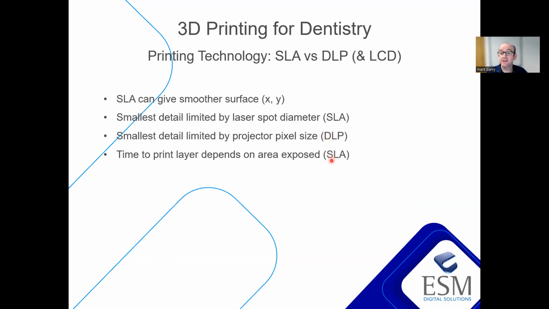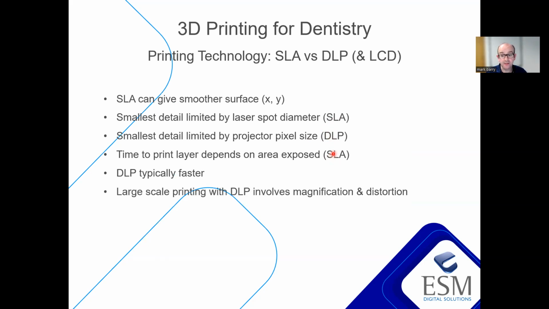The time to print depends on the area exposed for SLA. And imagine that. You've got a larger area, you've got a laser point drawing out that particular pattern. It's going to take more time to do. It's still very, very fast, but it will be a lot longer than DLP. So it follows that DLP is going to be faster.